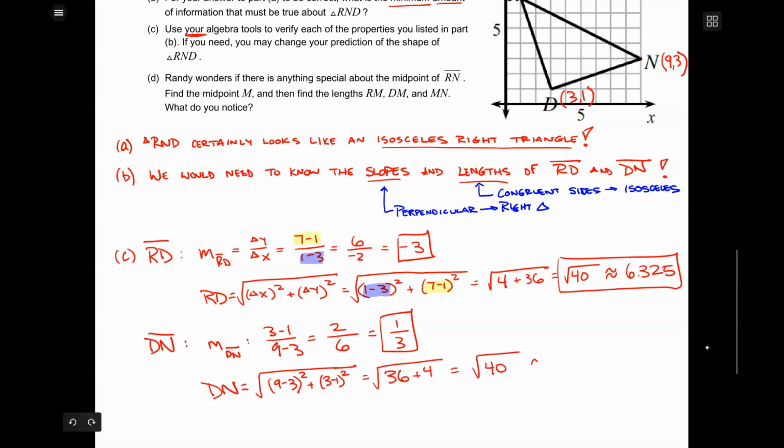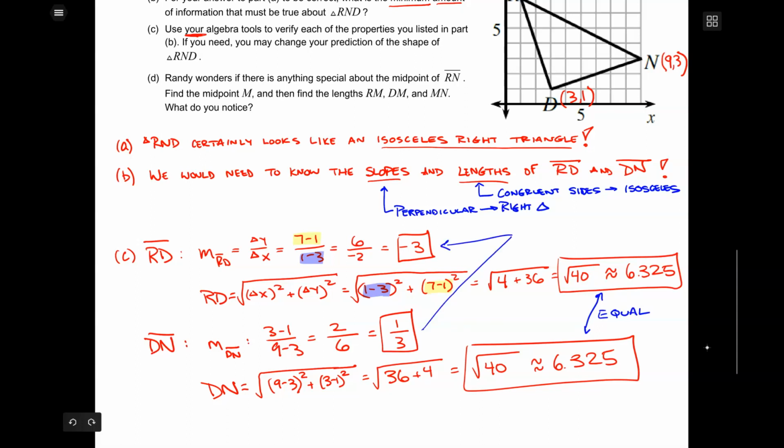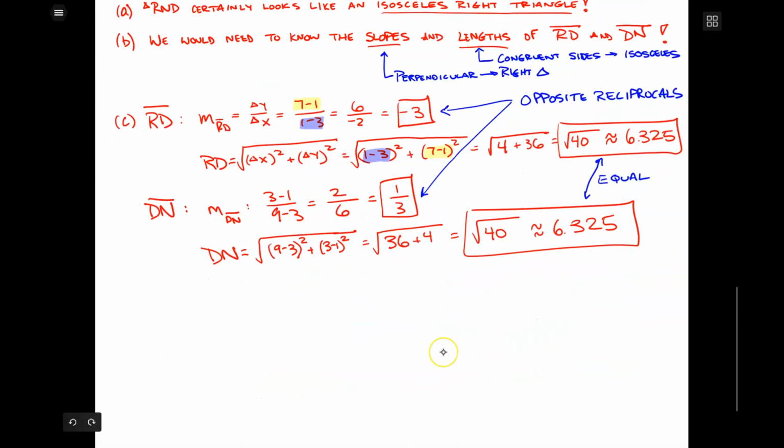I got the square root of 40 again, which is still about 6.325. Okay, let's just do a quick recap here before we make any conclusions. These two numbers, I can clearly see that those are equal. And then if I take a look at the slopes, I got negative 3 here, and then I got a positive 1/3. And these are opposite reciprocals. So let's go ahead and make some conclusions.